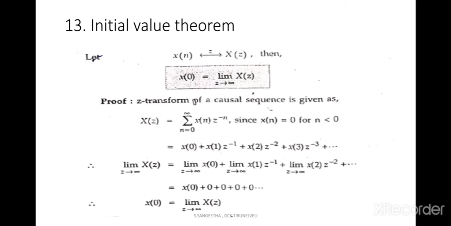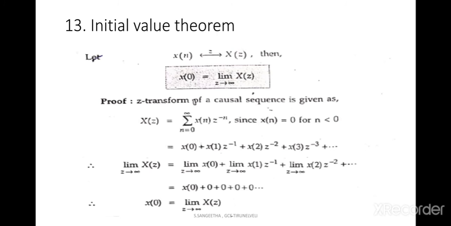Next we are going into the initial value theorem. For the initial value theorem, x of 0 is the limit as z tends to infinity of capital X of z. The z transform of a causal sequence is given as X of z equal to the summation of n equal to 0 to infinity x of n z to the power minus n, since x of n is equal to 0 for n less than 0. Next we substitute the values of n from 0 to infinity. We have the equation x of 0 plus x of 1 into z to the power minus 1, plus x of 2 into z to the power minus 2, plus x of 3 into z to the power minus 3, up to infinity.